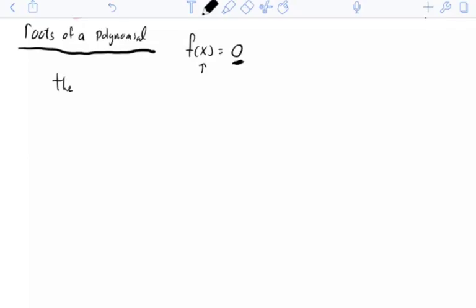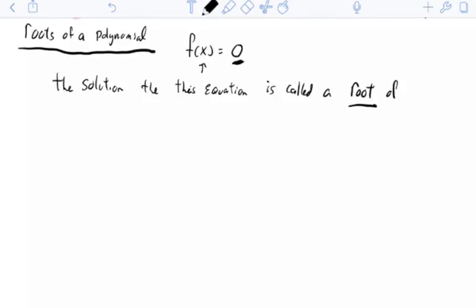The solution to this equation is called a root of f of x. Let's get into what I mean by that.